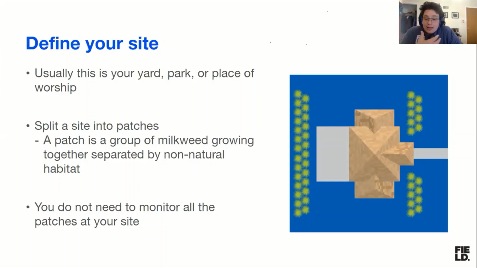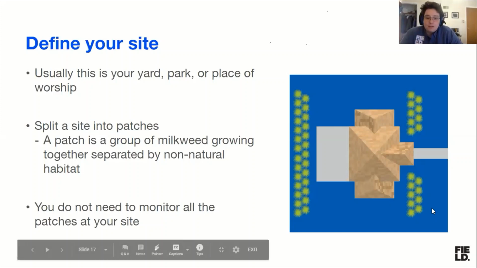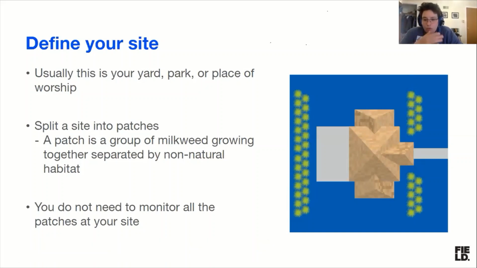Now, at your site, you might have or want to have more than one patch of milkweed. For example, in this drawing, you could have a backyard patch and combine these two into a front yard patch. And then you could choose to monitor both of them or one of them. You might want to do that, for example, if you're collecting caterpillars to head start or hand rear, which I'll talk about in the next slide.